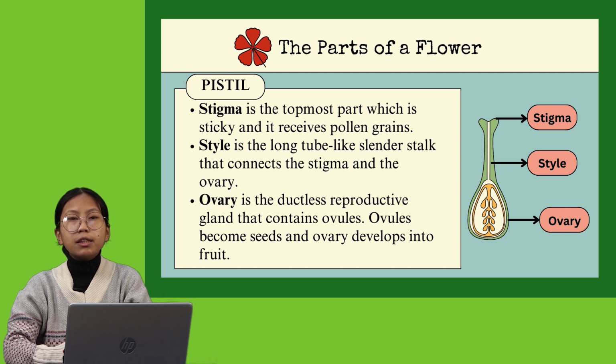Ovules are the female part. They contain the female gametes which fuse with male gametes of the flowering plant and develop into a seed. And ovules mature to become a fruit.